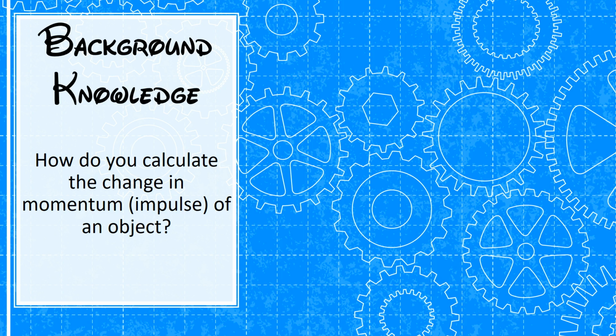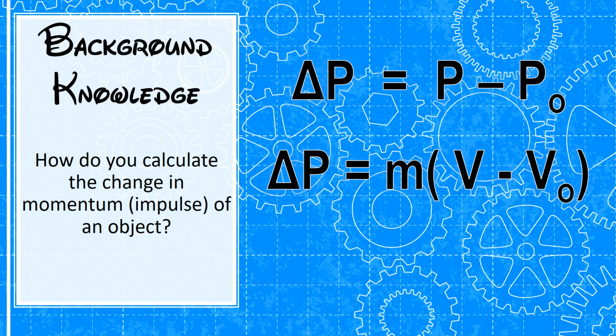There are three ways to calculate the change in momentum or impulse of an object. An impulse happens when an object changes momentum. So you can find it by subtracting its final momentum minus its initial momentum. If you know the object's mass and its final and initial velocity, like we do in this case, you can solve for the impulse using this formula. If you know the force that acted on the object to cause the impulse and how long the force acted on the object, you can solve for its impulse this way.